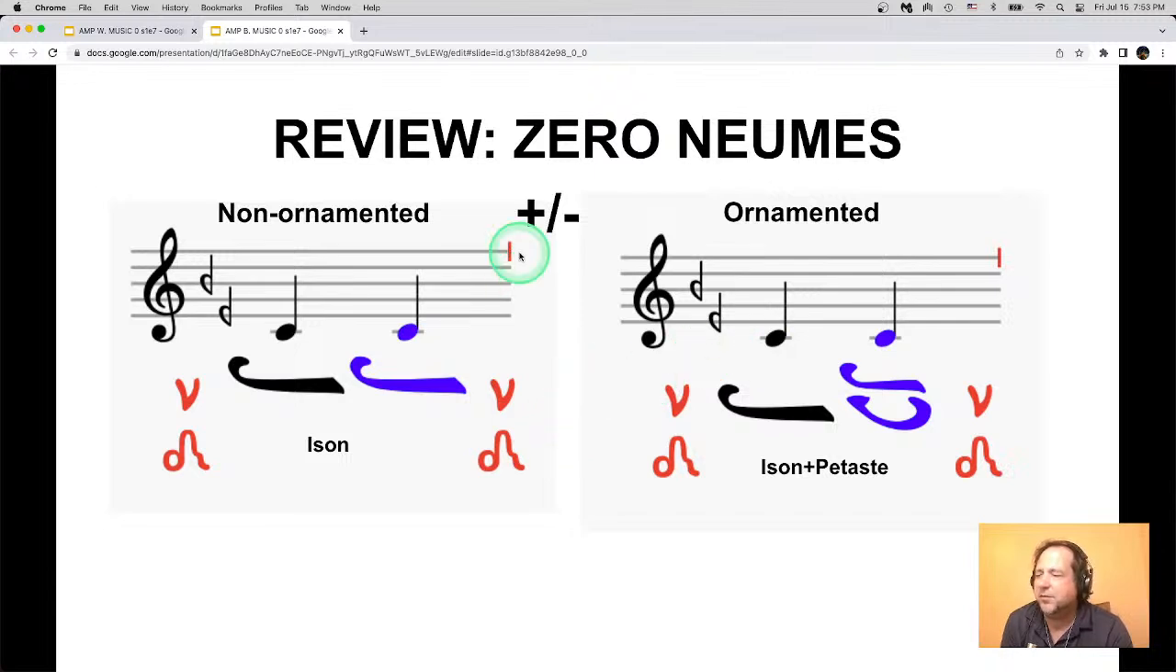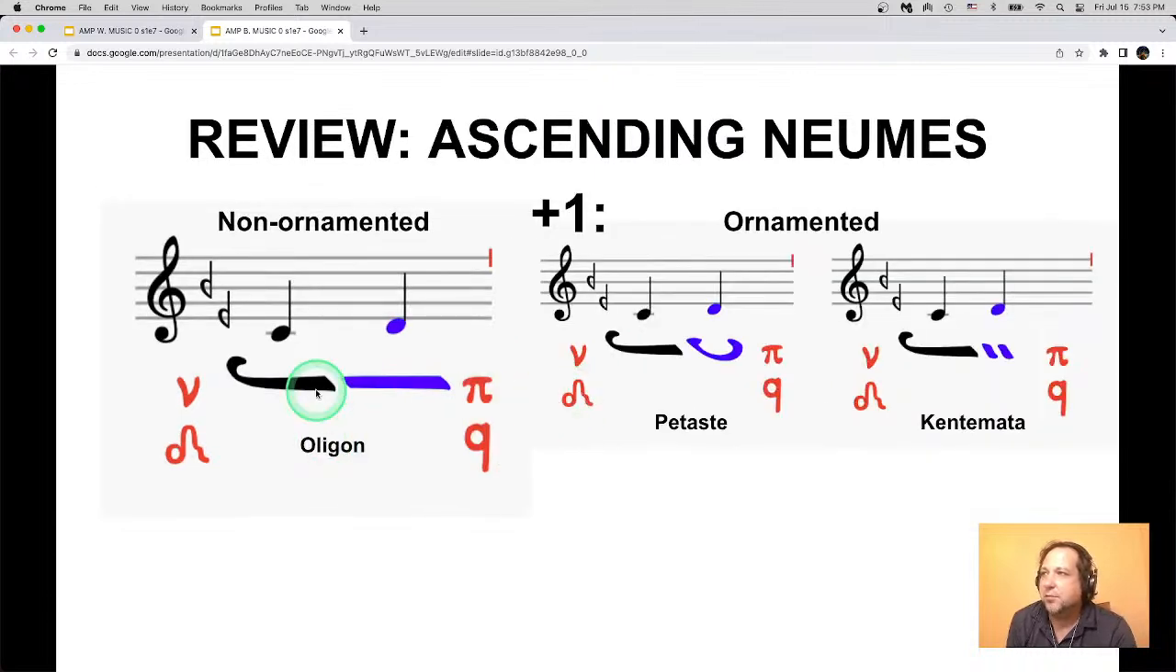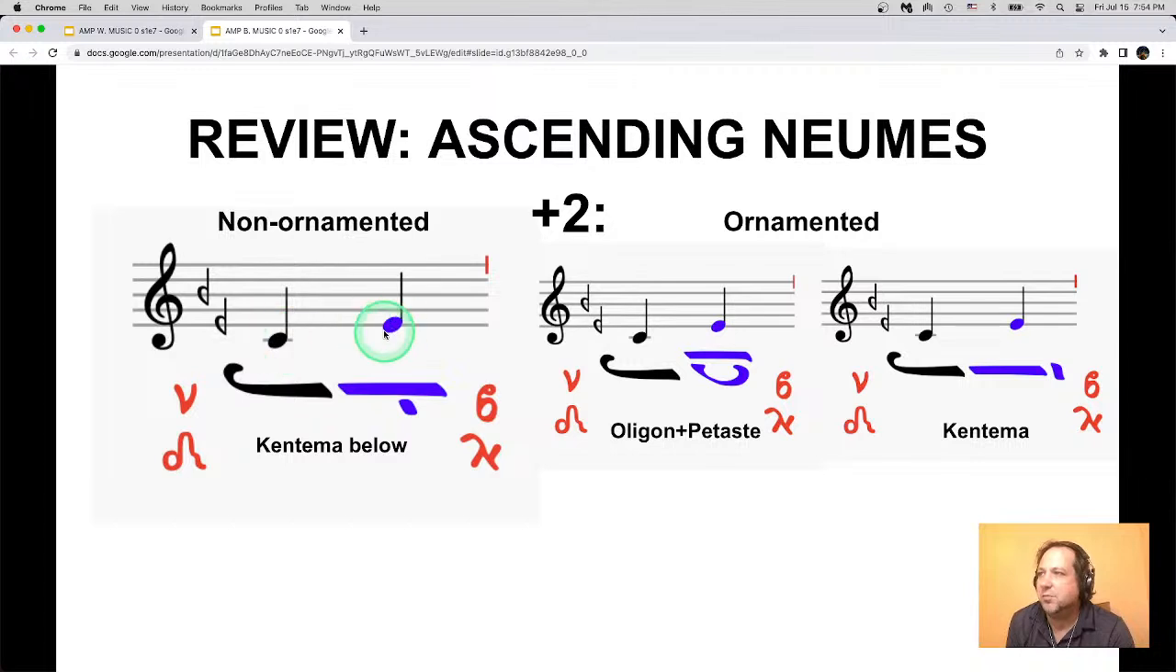First off, here's our review for our neumes going up and down. Here are our 0 neumes. The ison, and the ison with the petasti underneath: the note stays the same. +1, the note goes up 1, so it's an oligon, which is the line. Petasti, which is a little Nike swoosh. Kentimata, which is the little railroad tracks. +2, so you go up 2 notes. Oligon with the kentimata below. The oligon and the petasti on top of each other are summed together to make 2: 1, 2, going up 2. And then kentima on the right, up 2.